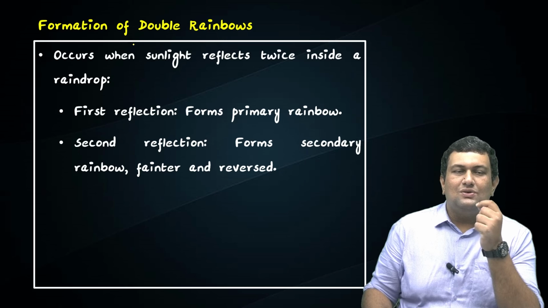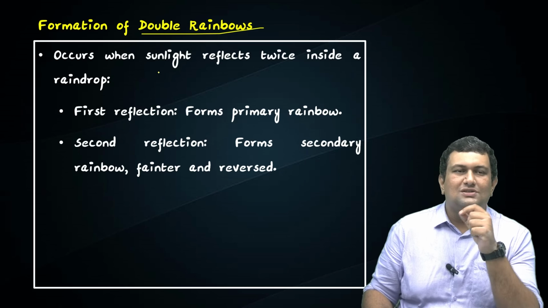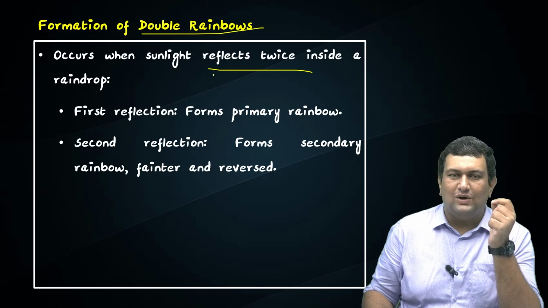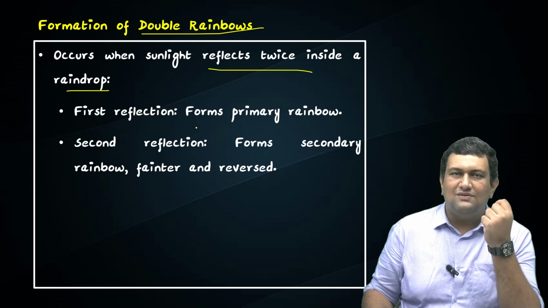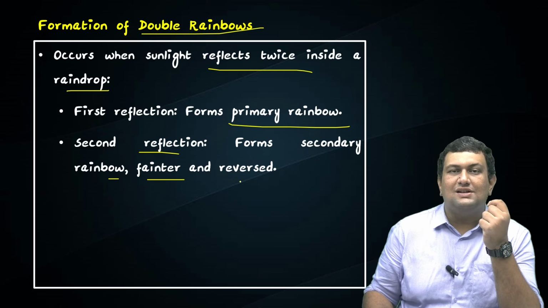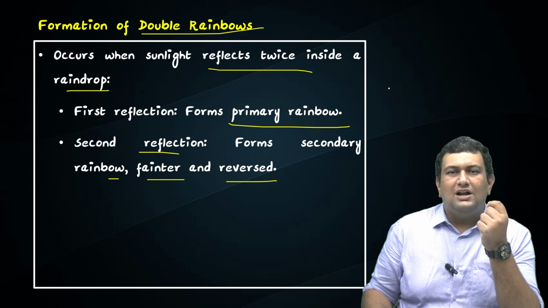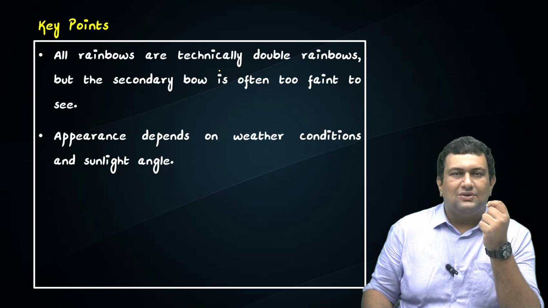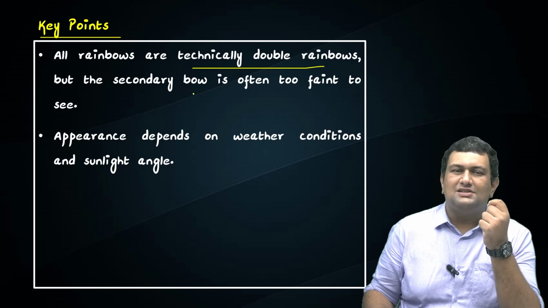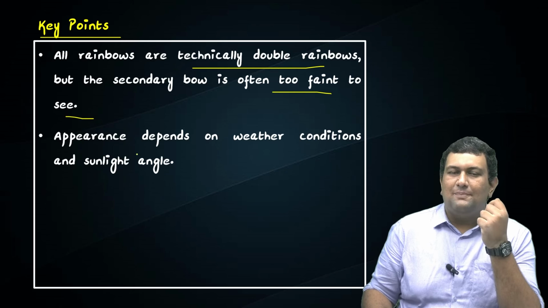We will also see about the formation of double rainbows. So it occurs when sunlight reflects twice inside a raindrop. The first reflection forms a primary rainbow, and the second reflection forms the secondary rainbow, which is fainter, as well as the colors are reversed. Now we'll see the key points. So all rainbows are technically double rainbows, but the secondary rainbow is faint to see. Its appearance depends upon the weather conditions and sunlight angle.